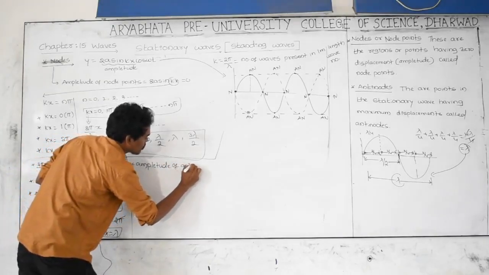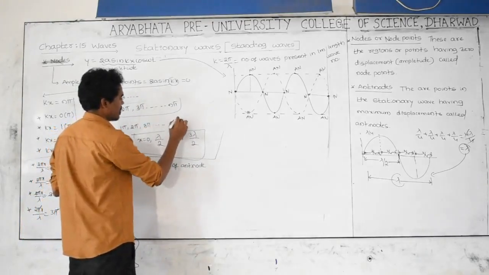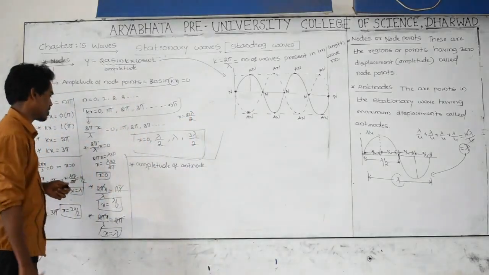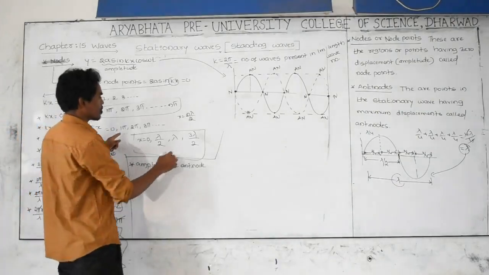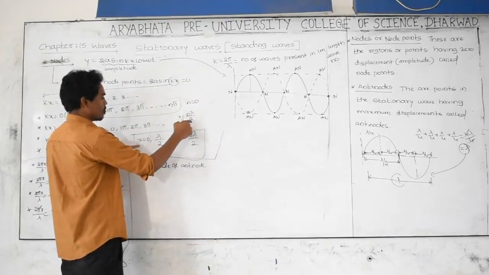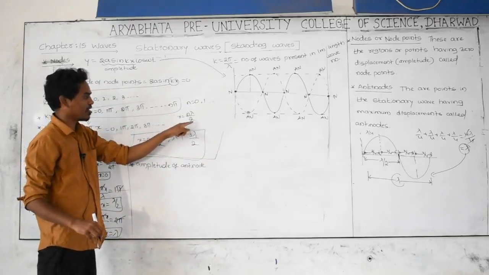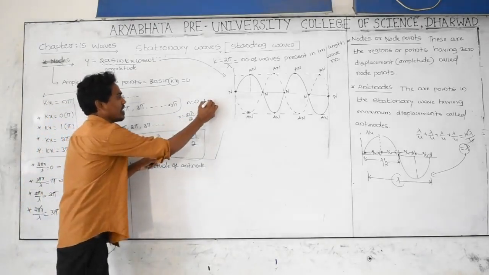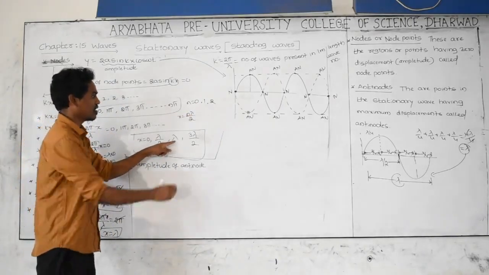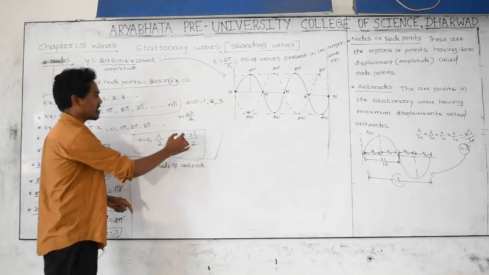Amplitude of antinodes, generally x can be written as n lambda by 2. If n is equal to 0, we get 0. If n is equal to 1, 1 into lambda by 2, lambda by 2. If n is equal to 2, 2 lambda by 2, the 2 gets cancelled, you get lambda. If n is equal to 3, 3 lambda by 2, yes, it is satisfying.